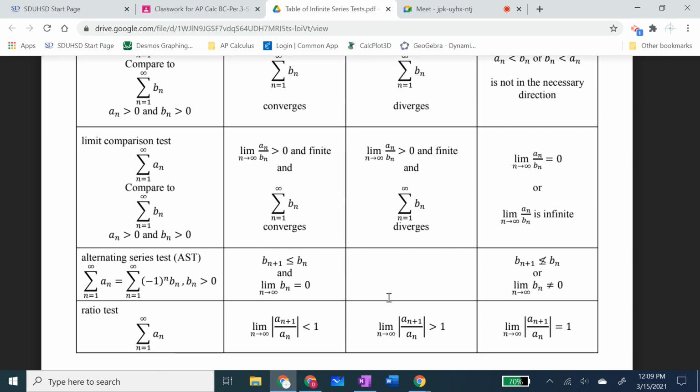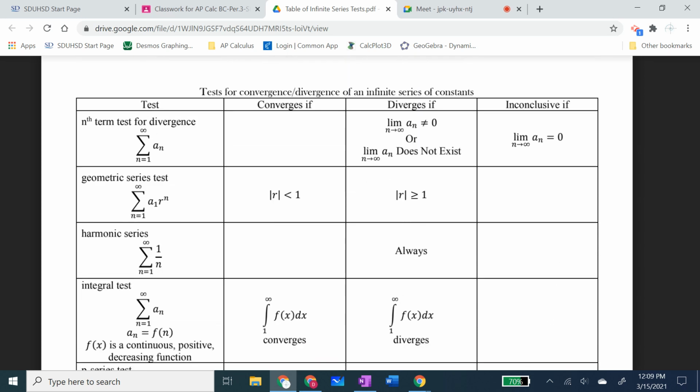The alternating series test is blank for diverge. It cannot be used to prove divergence. You might try to use it on the way and find that it fails. But if you need to explain how you know something diverges, you cannot express the alternating series test. It was just a flat out fail. So again, inconclusive on the right column, and that's very important to take a look at what is inconclusive with each test.